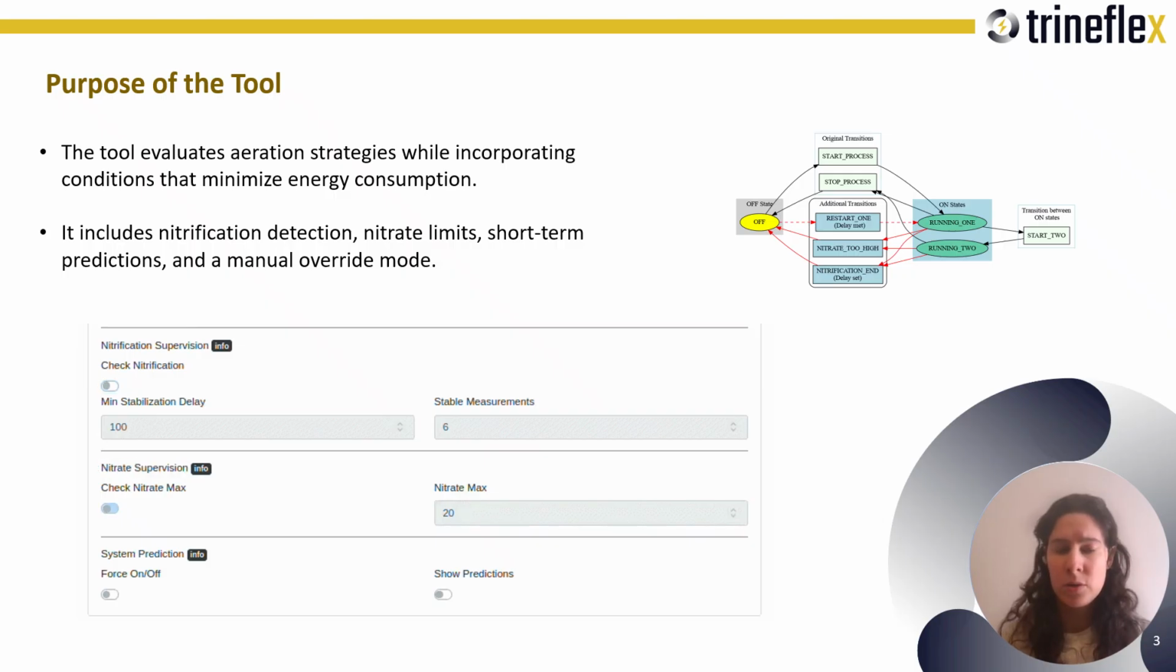Lastly, the tool also includes a 30-minute short-term prediction of process variables like ammonium, redox, and nitrate. The user can force the blower to turn on and off regardless of the simulation logic in the final steps of the simulation, and this is useful for testing specific scenarios and validating short-term predictions. Overall, the tool allows users to evaluate how different configurations impact system performance.